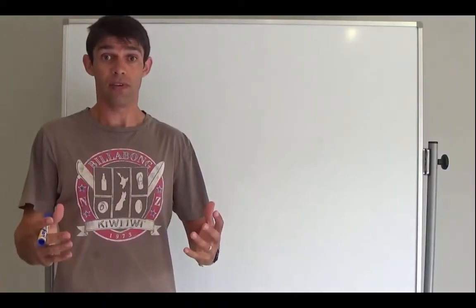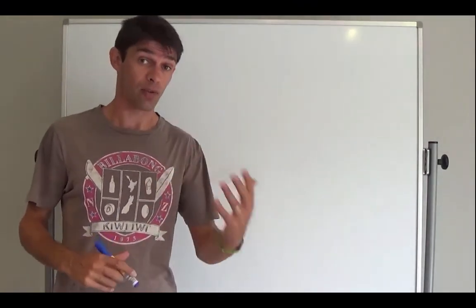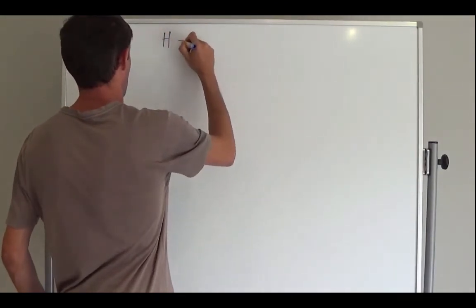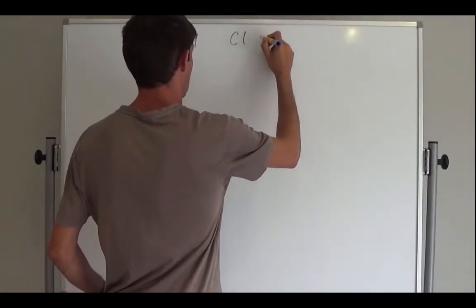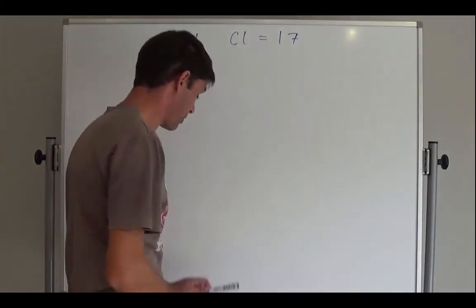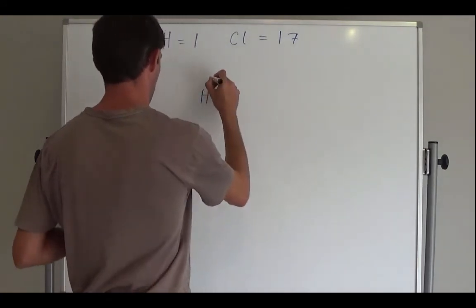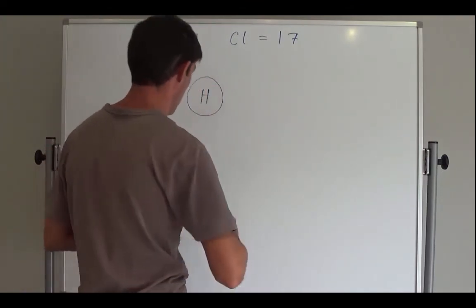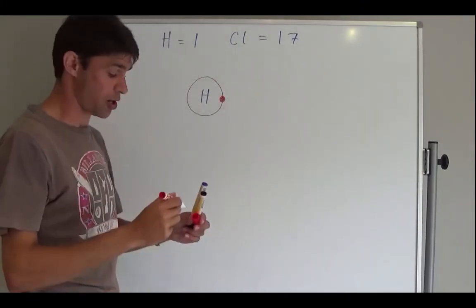Now we're going to have a look at a covalent bond. We're going to draw hydrochloric acid, which is the combination of hydrogen and chloride. Hydrogen has 1 electron and chloride has 17 electrons. So starting off with hydrogen, with just the 1 electron, that is what hydrogen will look like.